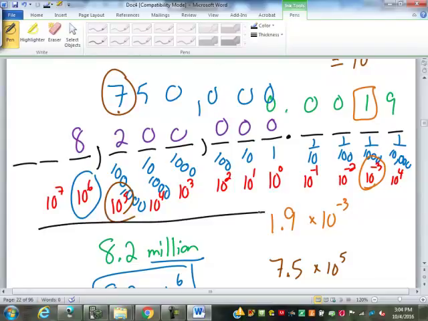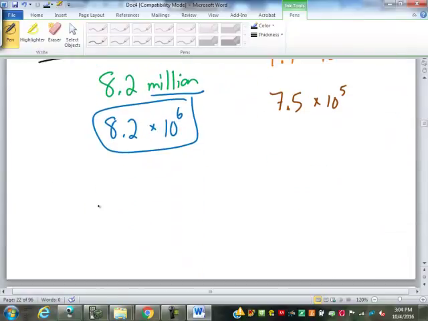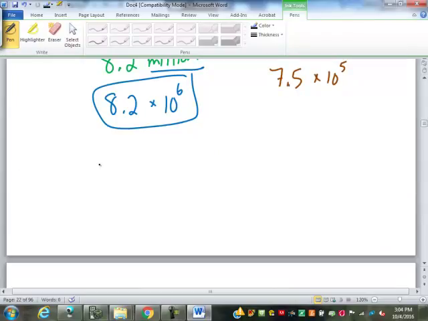Now, rather than writing out these place values every time to convert a number to scientific notation, which I certainly don't want to have to do, there's a shortcut. And it's probably the way most of you have been taught to do scientific notation.